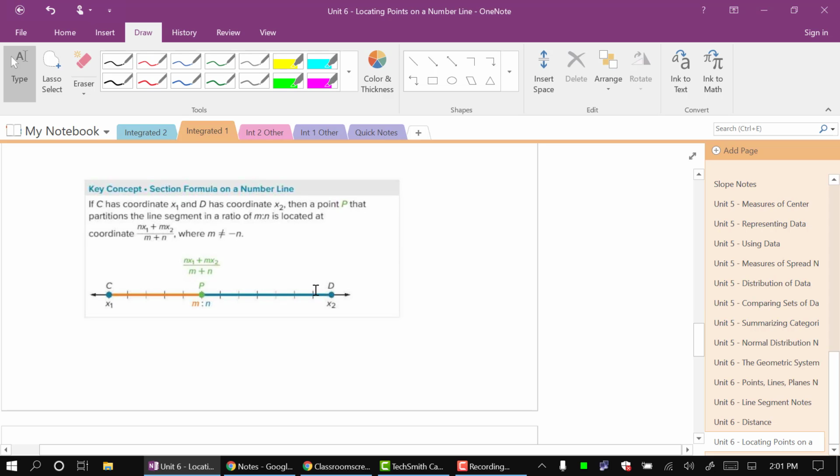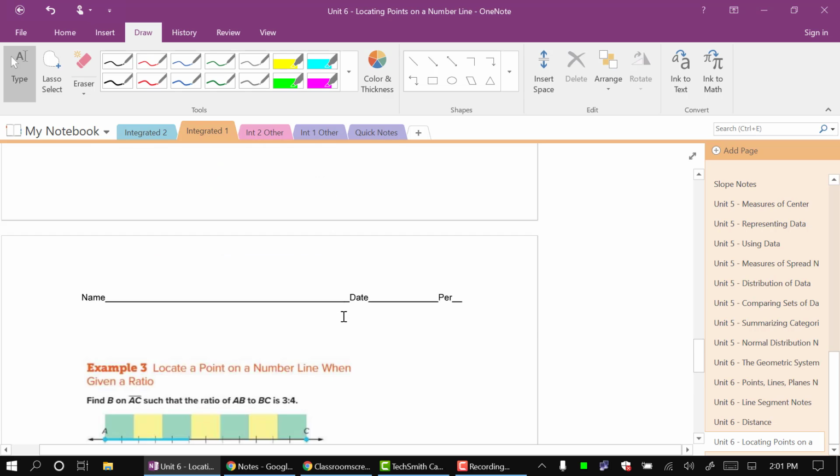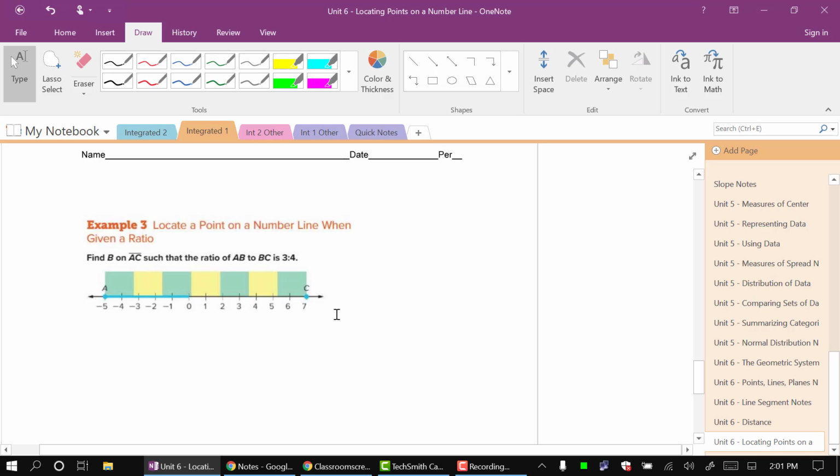Section formula of a number line. If C has coordinate x1 and D has coordinate x2, then the point P on the line segment in the ratio m to n is located at the coordinate (m times x1 plus m times x2) over (m plus n), where m cannot equal the opposite of n. So let's go ahead and give this a shot. Find B. We have A and C again. We want to find B on AC such that the ratio of AB to BC is 3/4.